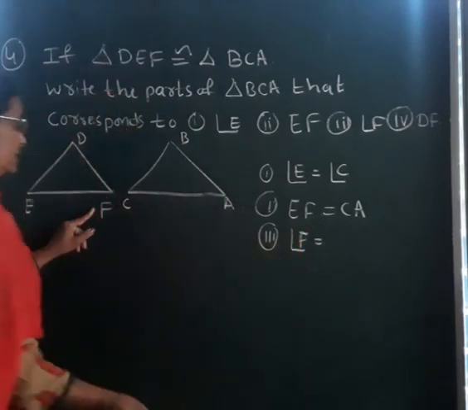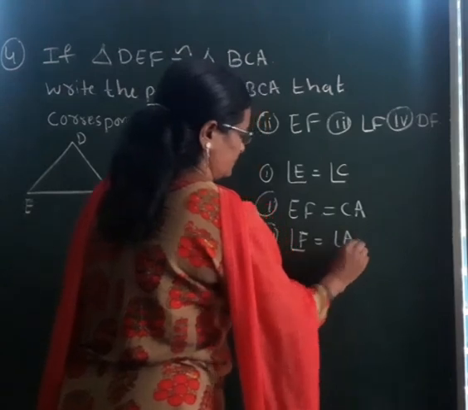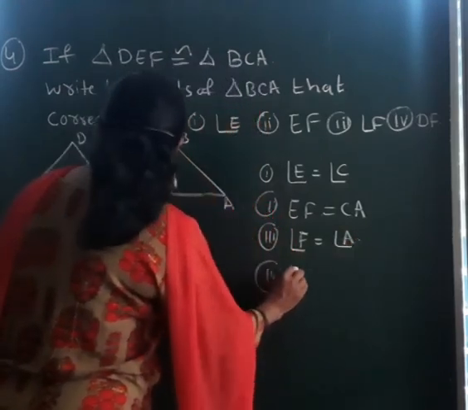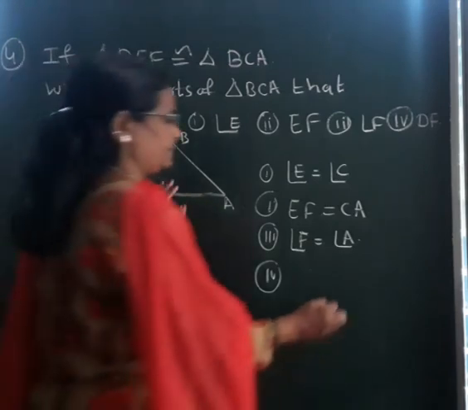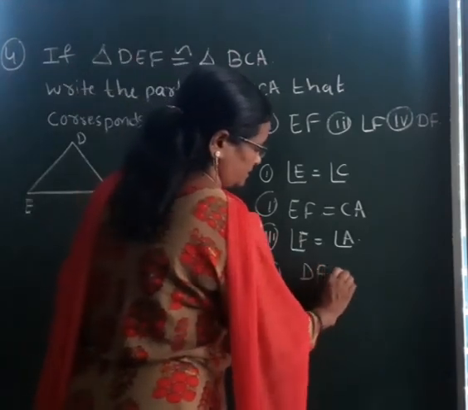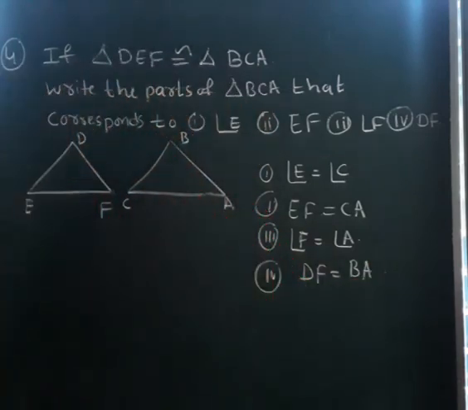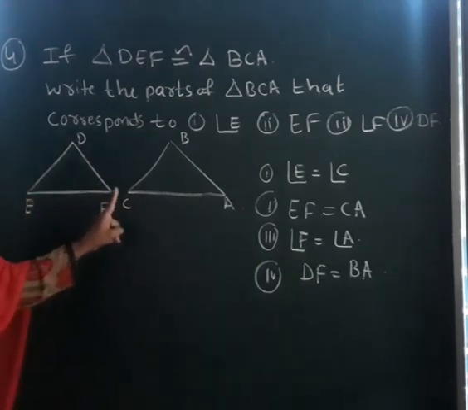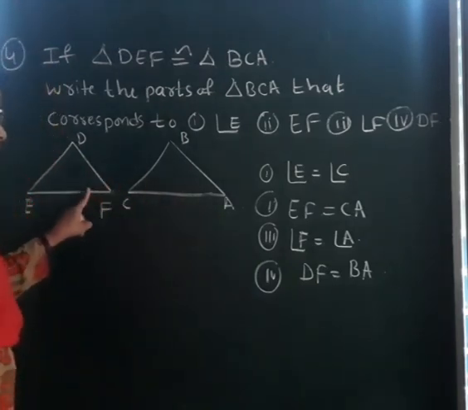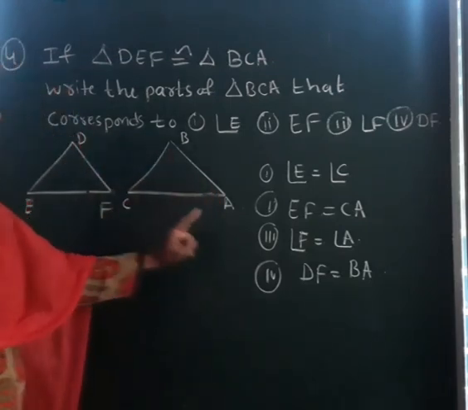Then angle F, where is angle F? You have to see the figures. Angle F is equal to angle A. Then DF. Where is DF? DF is equal to BA. Okay? Here angle E is equal to angle C, EF is equal to CA, angle F is equal to angle A, DF is equal to BA.